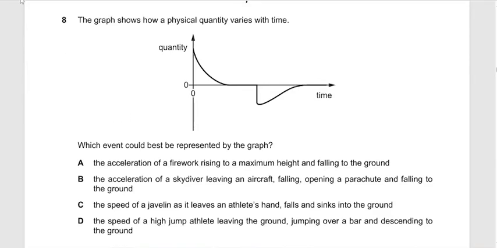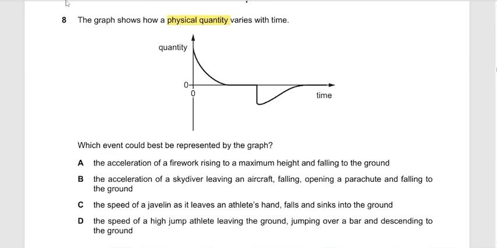Hello everyone, we're looking at question number 8 of summer 2019 paper 1-2-9702. The graph shows how a physical quantity varies with time. We do not know what the quantity is, we have to find that out. Which event could best be represented by the graph?